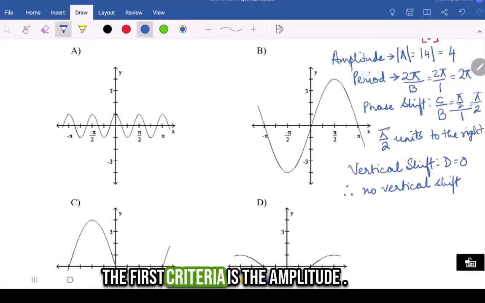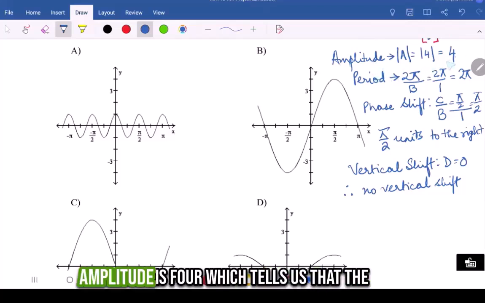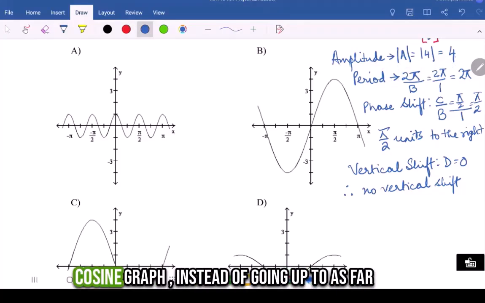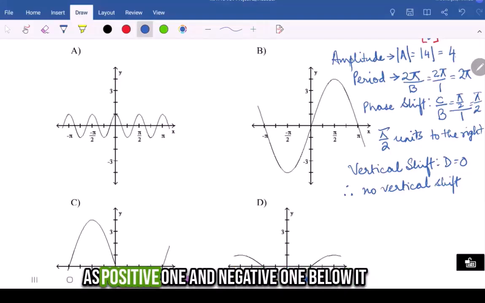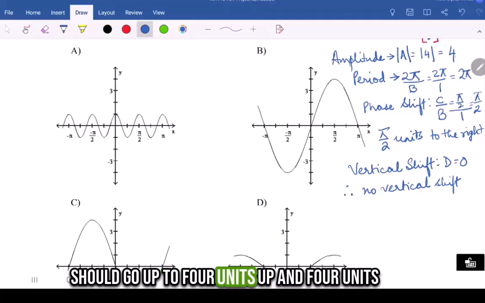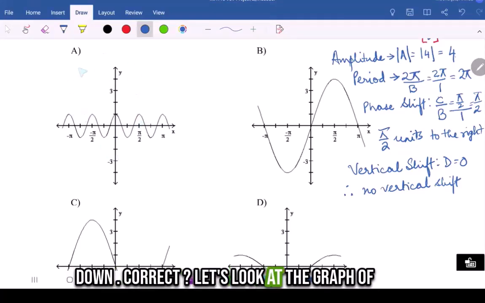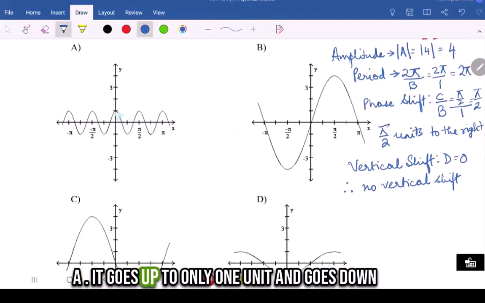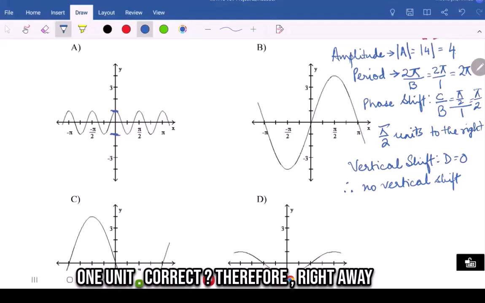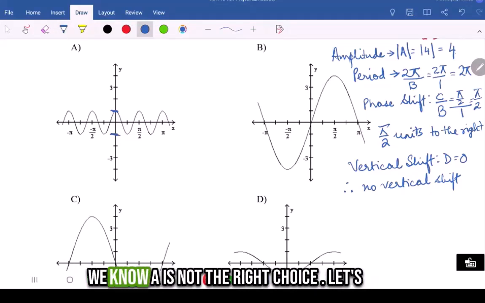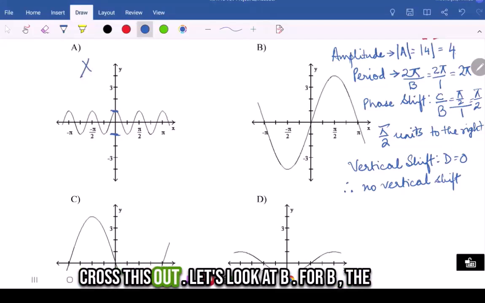The first criteria is the amplitude. Amplitude is 4, which tells us that the cosine graph, instead of going up to positive 1 and negative 1 below, should go up to 4 units up and 4 units down. Correct? Let's look at the graph of A. It goes up to only 1 unit and goes down 1 unit. Therefore, right away we know A is not the right choice. Let's cross this out.